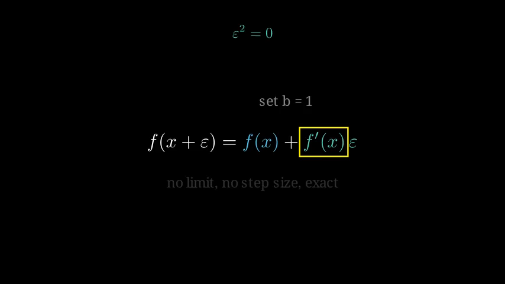Now look hard at the coefficient of epsilon. It is exactly f prime of x. The derivative. There is no limit being taken, no small step size h to choose, no subtraction of two nearly equal numbers. The derivative is not approximated. It falls out of the algebra, exact to the last digit.